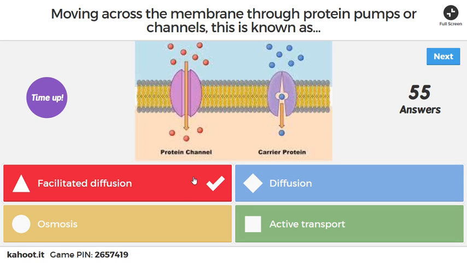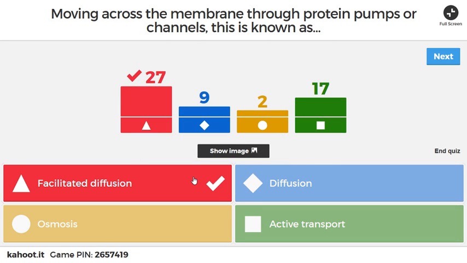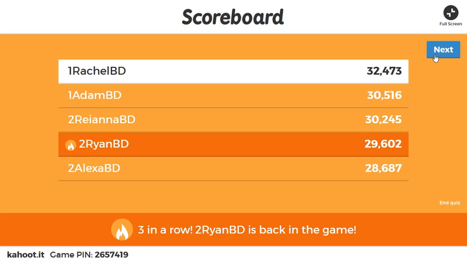Okay, and that's going to be facilitated diffusion. There's no energy being used here, but it's not simple diffusion. It's a form of diffusion because it's using protein pumps or channels. It's going to be facilitated diffusion. No energy is being used here, so it's not going to be active transport.